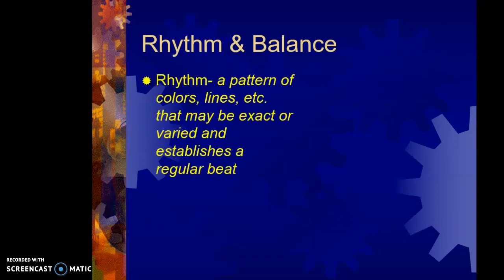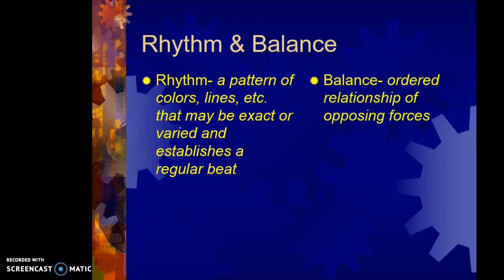Now, rhythm. Rhythm is a pattern of colors, lines, etc. that may be exact or varied and establishes a regular beat. That's the most important part. It establishes a regular beat. We know rhythm in music. We hear rhythm in music. But you visually see rhythm also. So example, red, white, blue, red, white, blue, red, white, blue. You hear it, but imagine seeing that red, white, blue. You can see that rhythm.